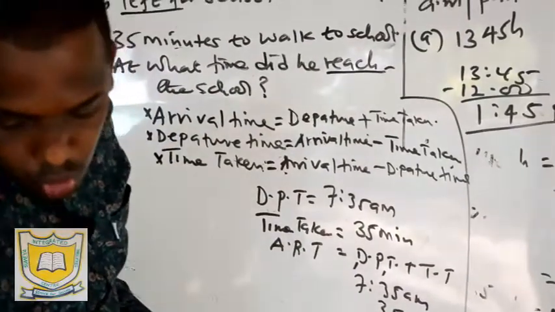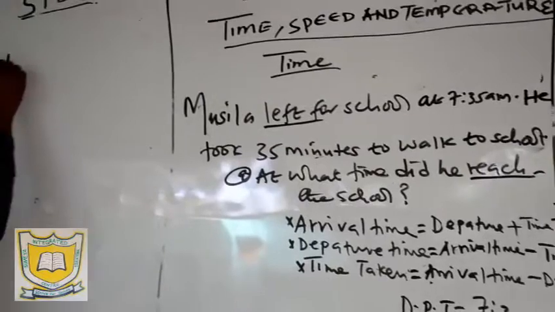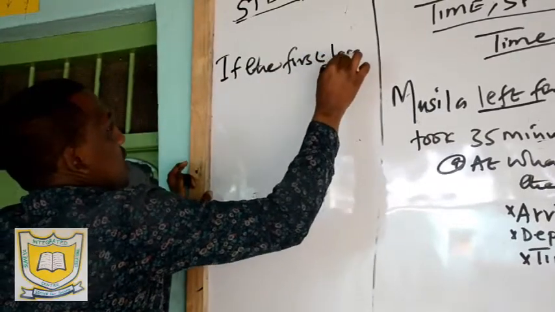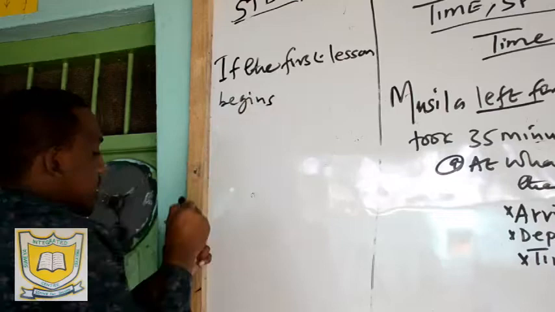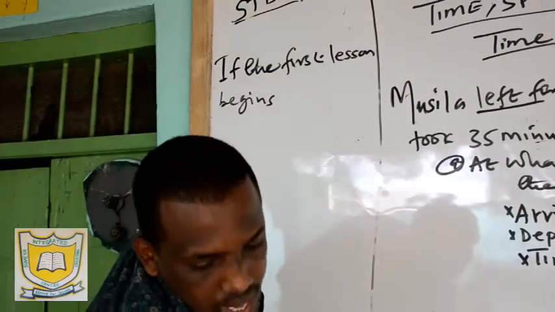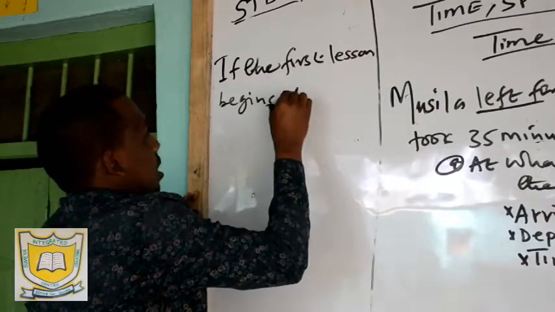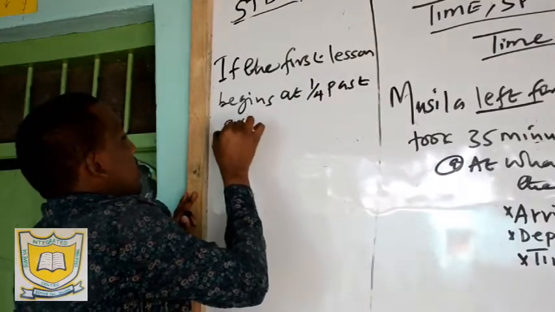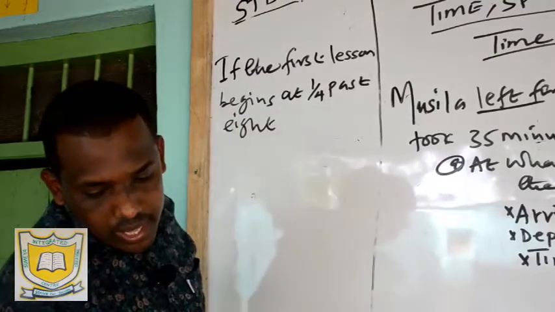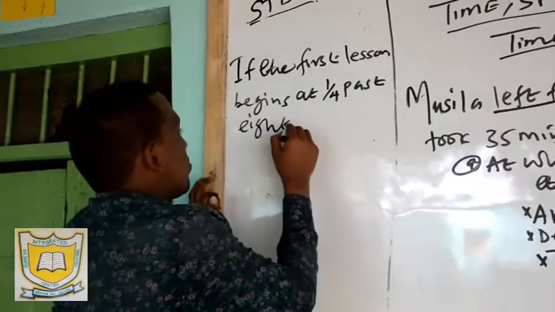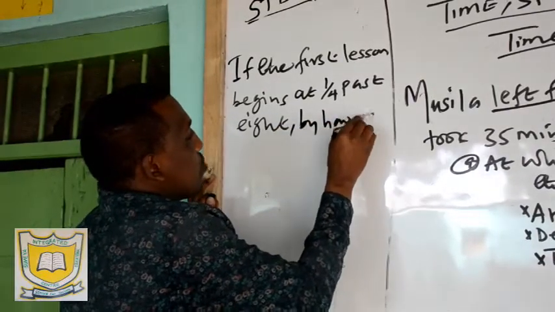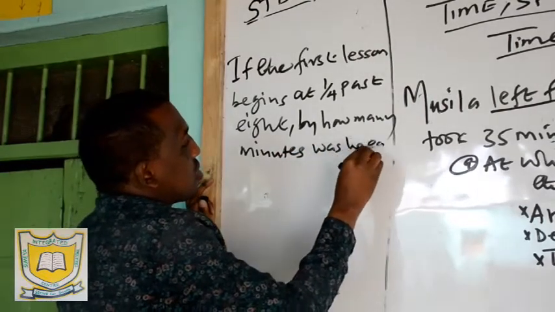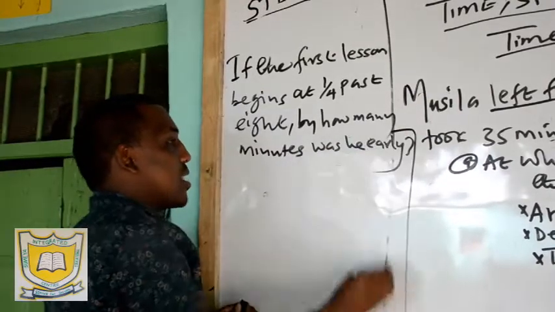They said if the first lesson begins at 8:15, then by how many minutes was he early?